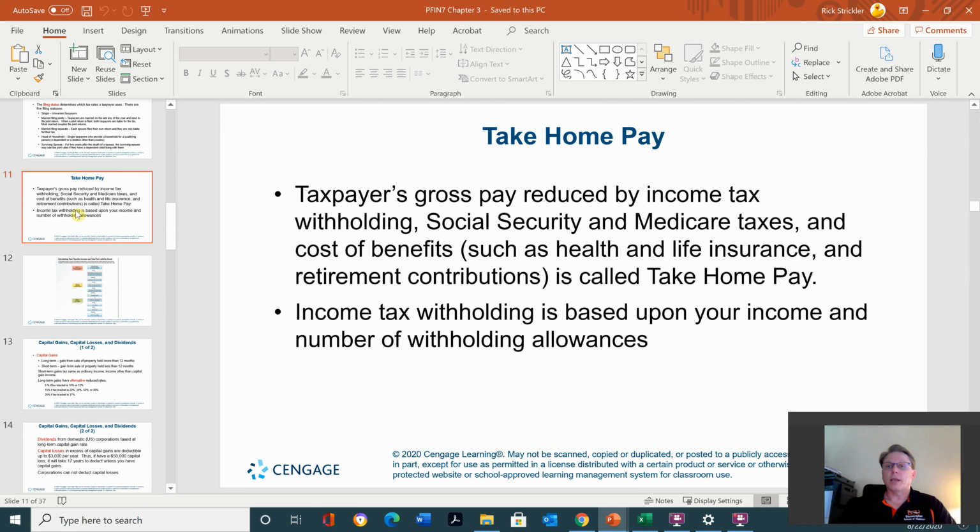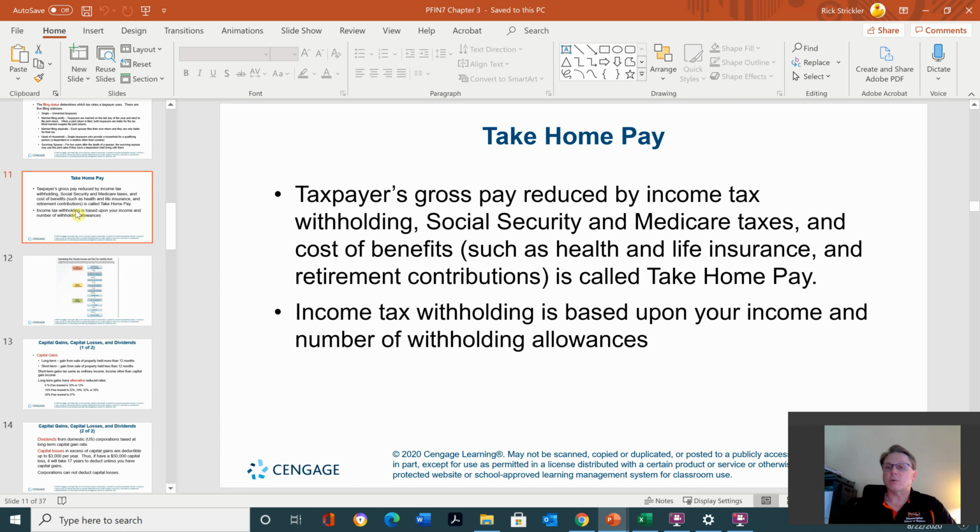Okay, so take-home pay is the taxpayer's gross pay reduced by income tax withholding, Social Security, Medicare taxes, and cost of benefits such as health and life insurance, the premiums that you're paying through your paycheck, retirement contributions, all those deductions that come out of your pay. What you have left over is called your take-home pay.